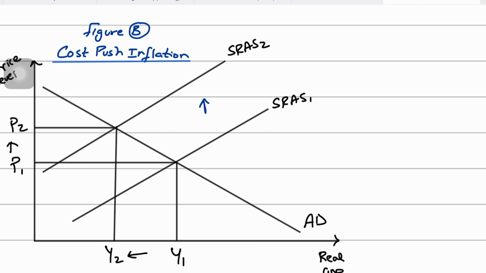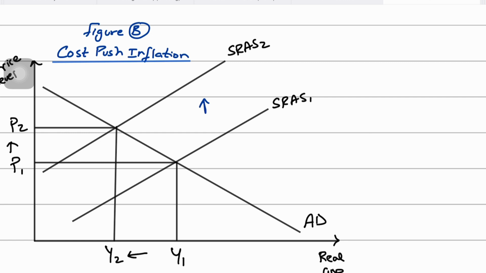So basically output goes down and the price level goes up because it reduces the ability of suppliers to meet the demand, right? The firms across the economy find it difficult to produce because they are faced with higher costs of production because of a rise in input prices.